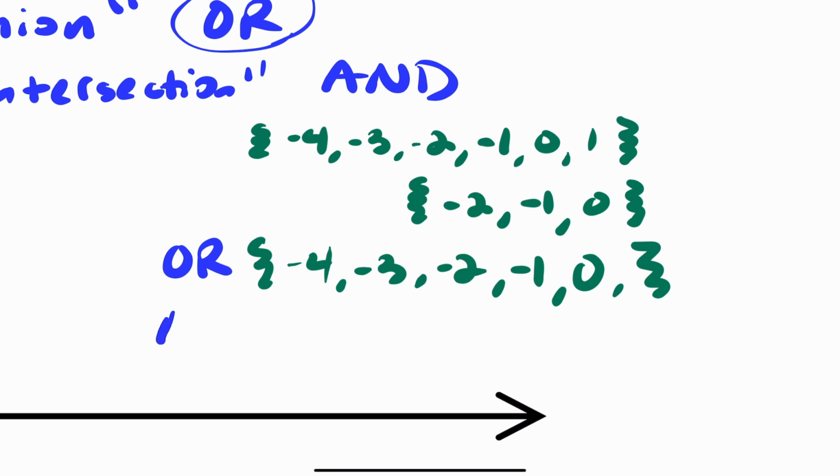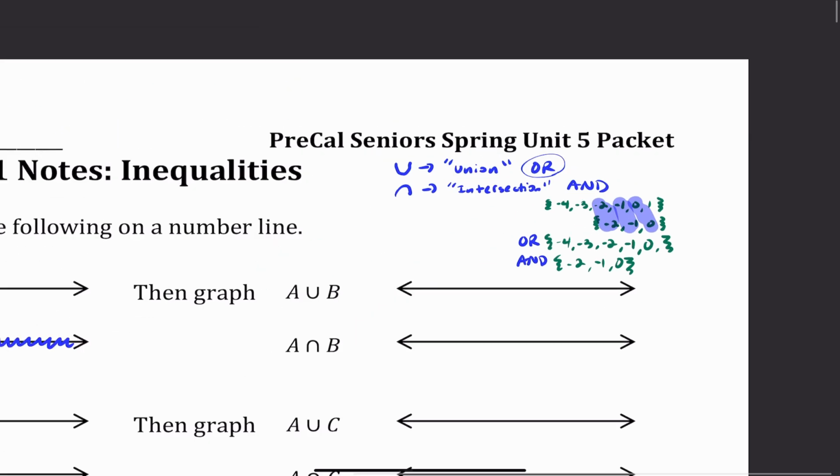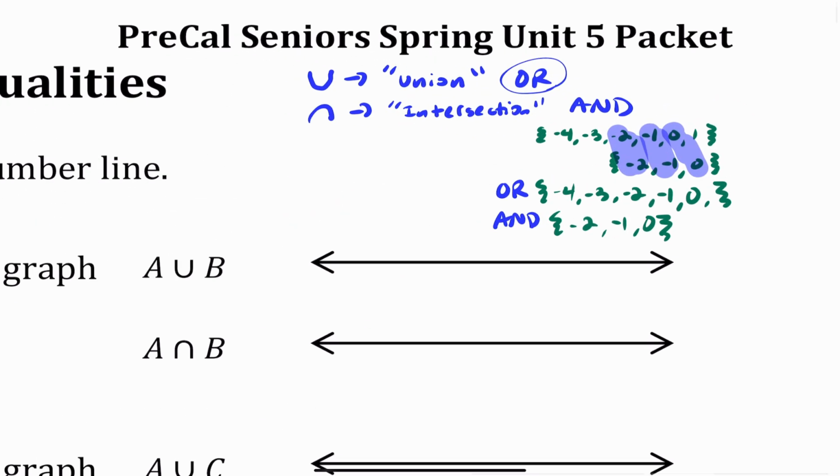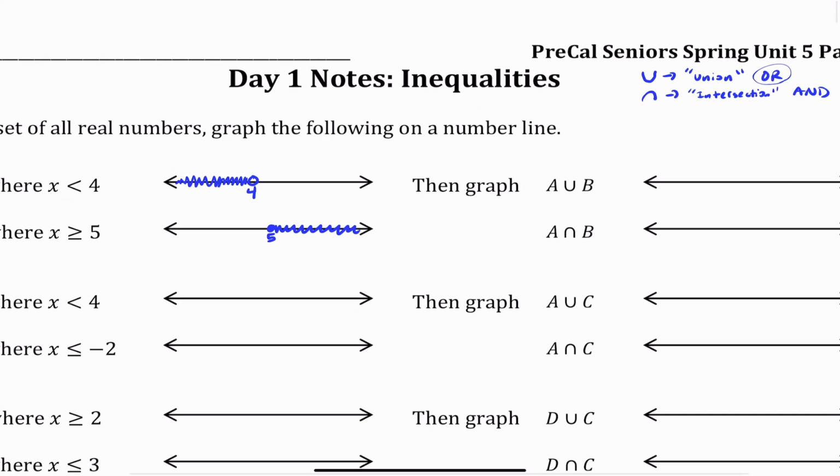An AND situation would mean, what do these two sets have in common? Well, I can see that they both have a negative 2, a negative 1, and 0. So that's what I'm going to write: negative 2, negative 1, and 0. Okay? So, let me go ahead and erase this real quick and then start graphing.